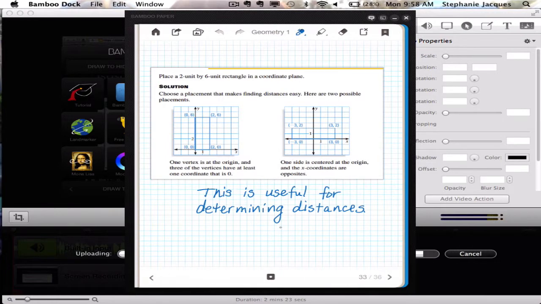Okay, today we're going to be talking about using shapes in the coordinate plane and how to prove them. So you're going to be given certain shapes and they're going to say, oh, this is a 2-unit by 6-unit rectangle. And you're going to have to put that in the coordinate plane. So let's title it coordinate plane first of all.